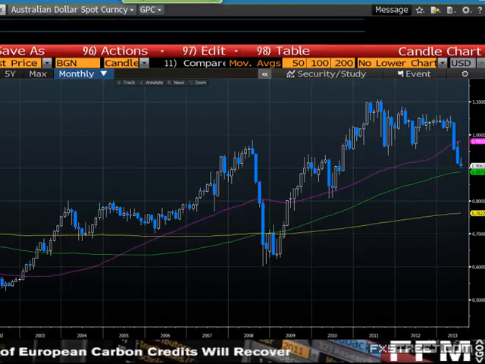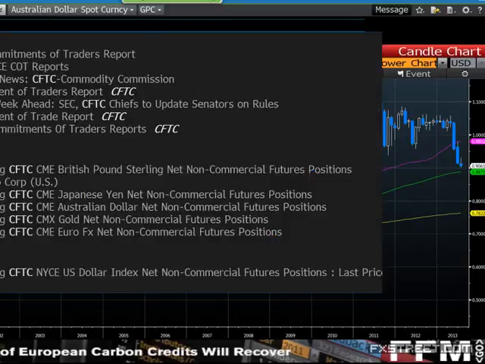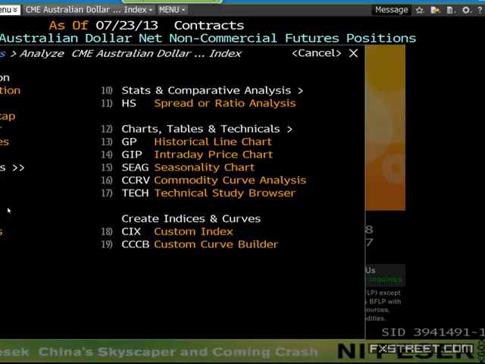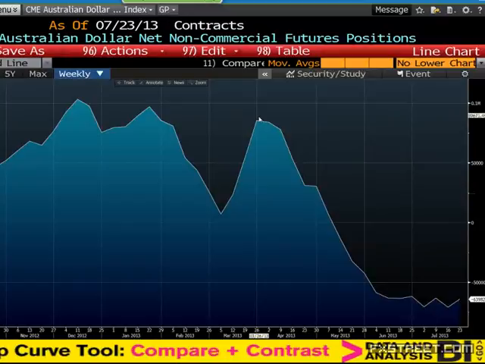The other thing I want to show you, I know some of you who joined me in the past have looked at this. This is Bloomberg, the CFTC data. It just measures the amount of speculative contracts out there, so these are non-commercial futures positions. This is the Aussie dollar versus the US dollar. A lot of people have gone short the Aussie, of course, but it's started to stabilize just a little bit.